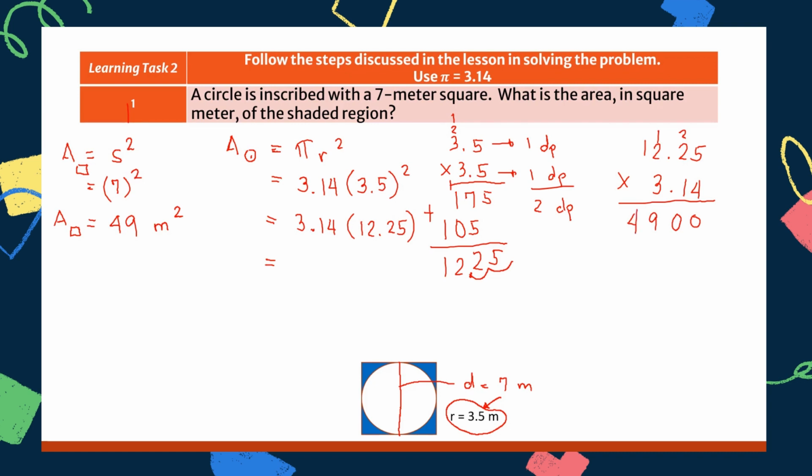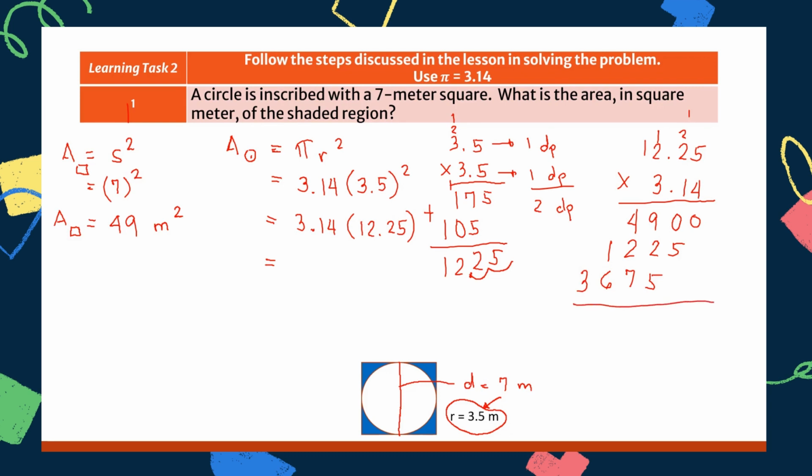Move one place to the left. Nandun na tayo sa 1. Times 5 is 5. 1 times 2 is 2. Another 1 times 2 is 2. 1 times 1 is 1. Again, move one place to the left. Doon na tayo sa 3 times 5 is 15. Carry 1, 3 times 2 is 6 plus 1, we have 7. And then 3 times 2 is 6 and 3 times 1 is 3.